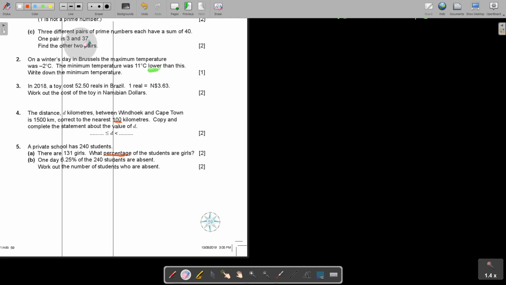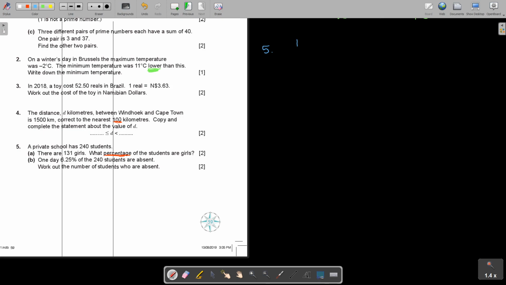Okay, so in the first one, let's just start reading it. Number 5, last line. A private school has 240 students, so that's all the students. There are 131 girls. What percentage of the students are girls? So it's like making it a percentage. It was like that number 1.